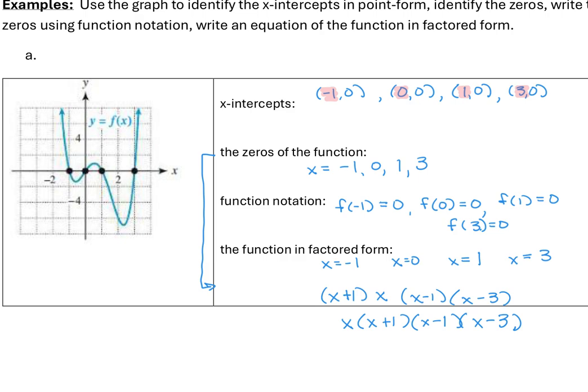The last thing that we do want is it does say the function. And so right now I just have an expression. We do want this as a function, and so we're going to say f of x equals x times x plus 1 times x minus 3. It asks for it in factored form, and you're going to find that as we progress through a lot of these topics, we always like leaving things in factored form. It's easier to see what's going on with our graph. And so this is our final answer.